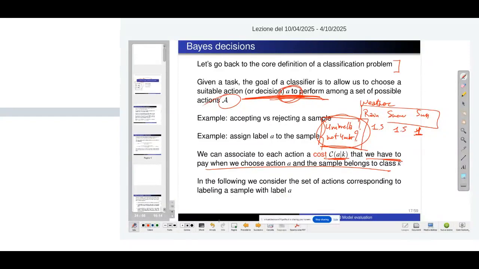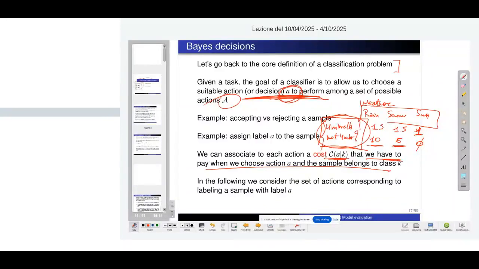But the cost of not taking the umbrella, well, if it's sunny, it's 0. Maybe if it's snow, it's 10. And if it's rainy, it's 10. If it's snowy, it's, let's say, 6. What does it mean? That if it's snow, it's less inconvenient than if it's rain. If it's rain, it's much more inconvenient if I don't take it than if I take it.